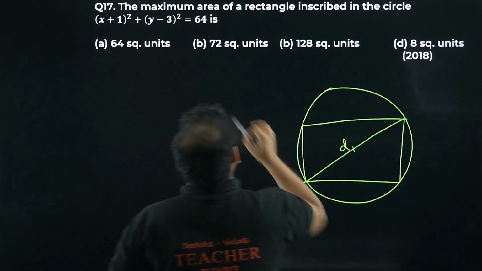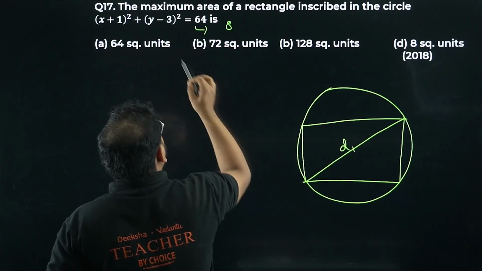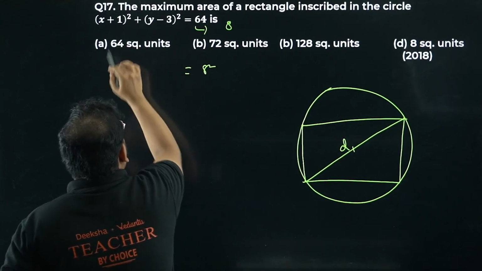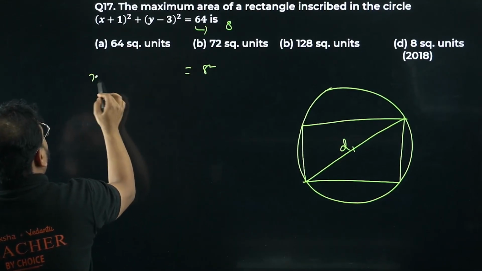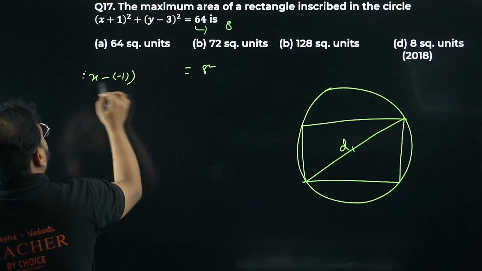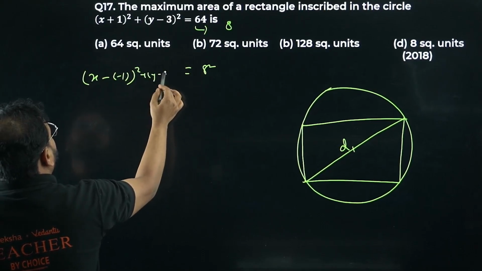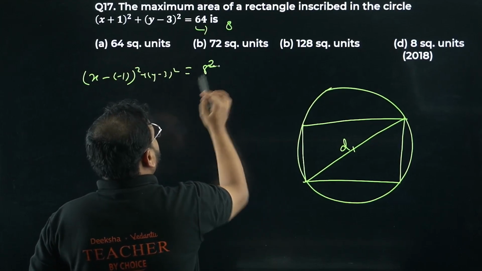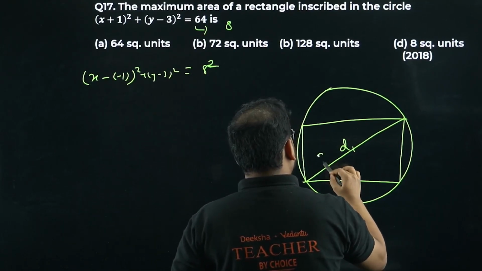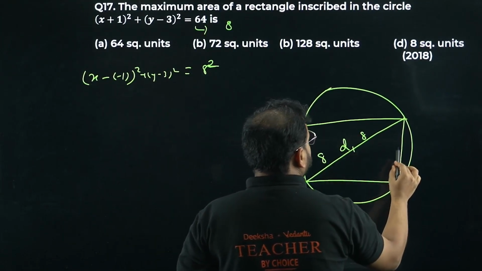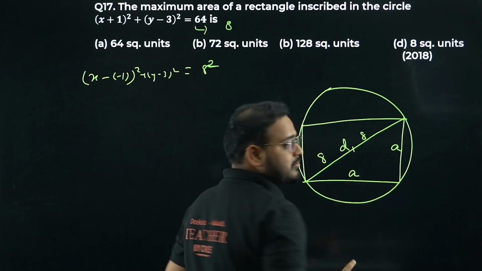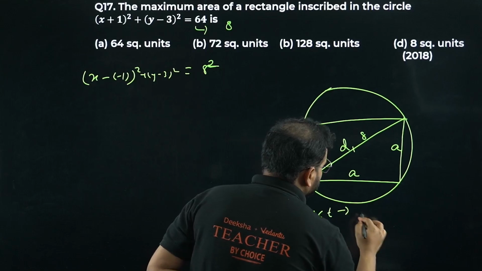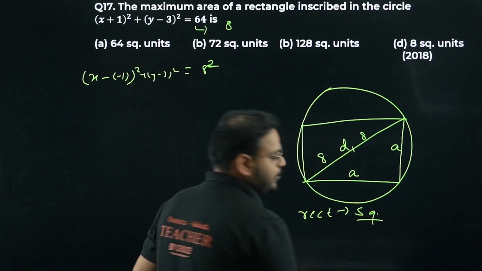Please check here. The r value is 8 over here, because the formula is 8 squared. The center will be minus 1 and 3, right? x minus minus 1 the whole square plus y minus 3 the whole square. So minus 1 comma 3 is my center and radius is 8. So I get this as 8 plus 8, 16. Let's say this side will be a and a only. How come, sir? Because this rectangle will actually be a square.